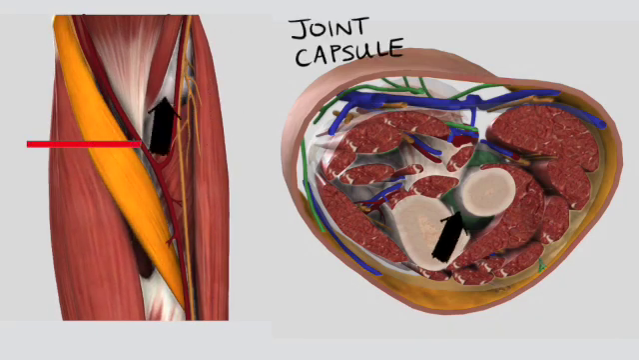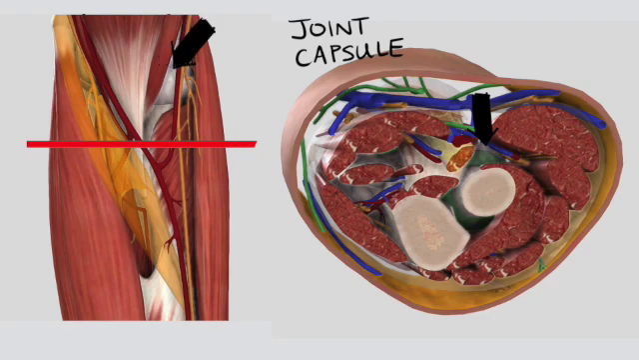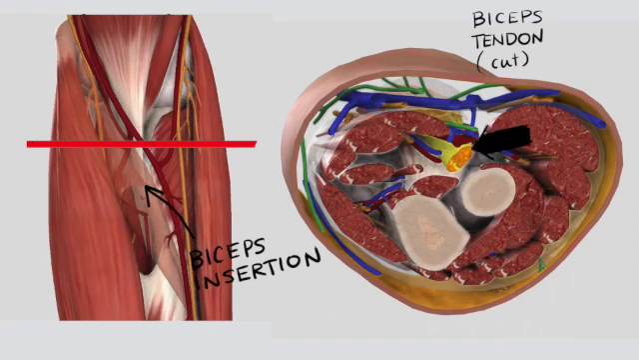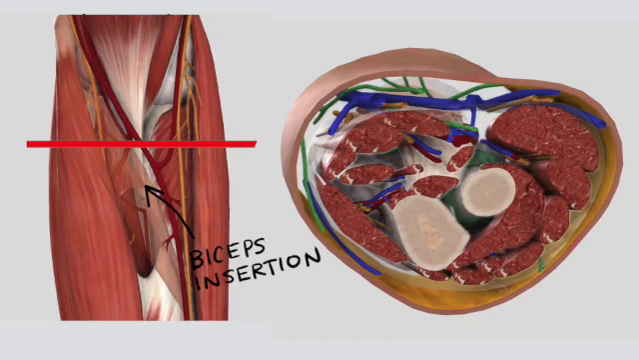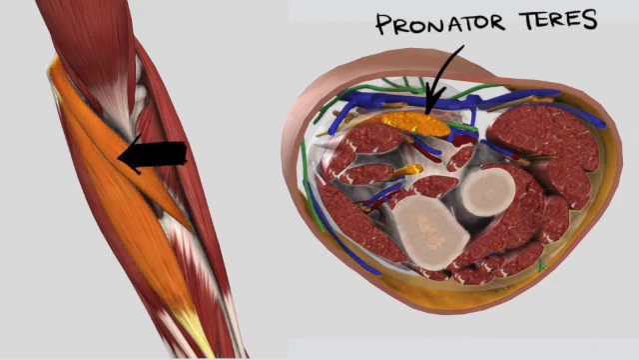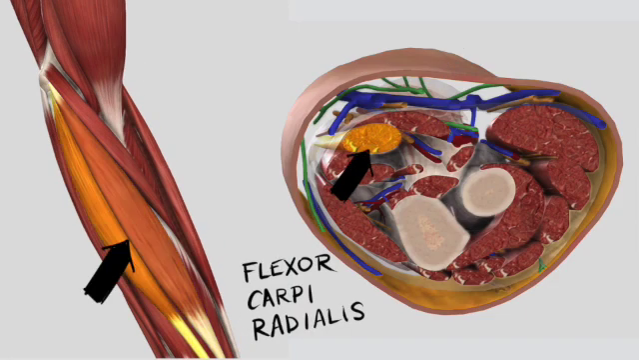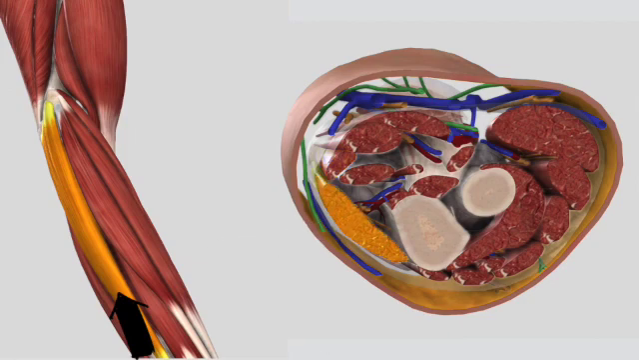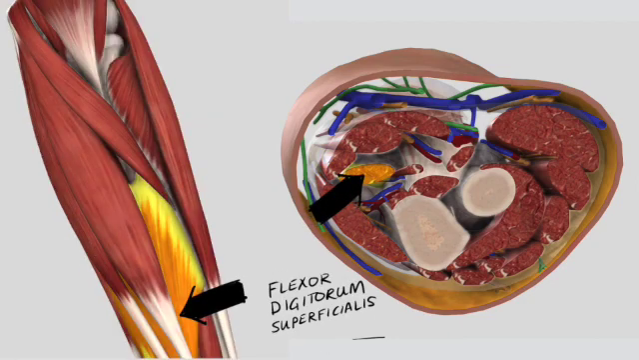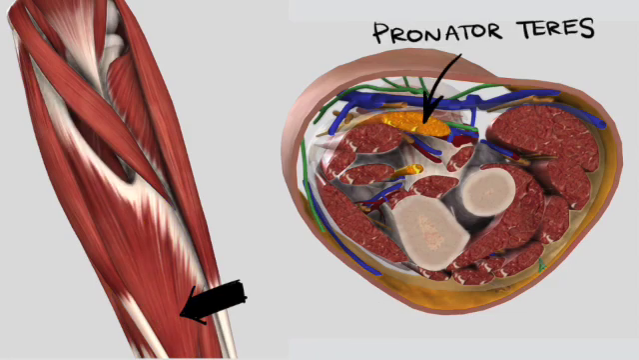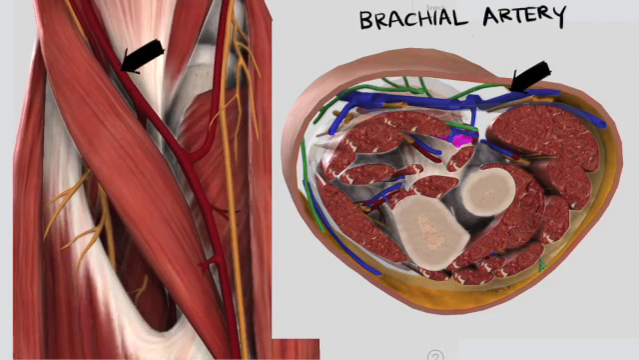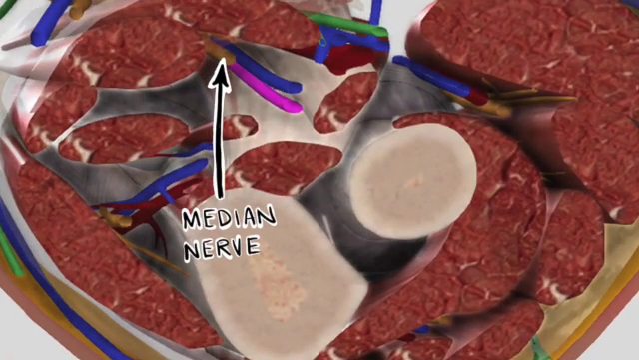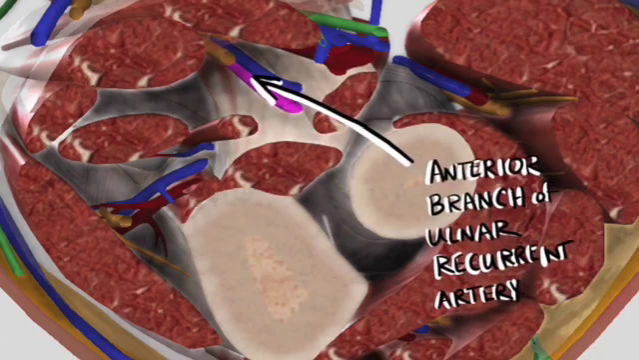At the elbow, just distal to the joint capsule but proximal to the biceps insertion, you observe the following relationships. Pronator teres is lateral to the flexor carpi radialis, which itself is lateral to palmaris longus and flexor carpi ulnaris. It is superficial to the flexor digitorum superficialis. The brachial artery runs along the lateral edge of the pronator teres. The median nerve and the anterior branch of the ulnar recurrent artery pass between the two heads of the pronator teres.